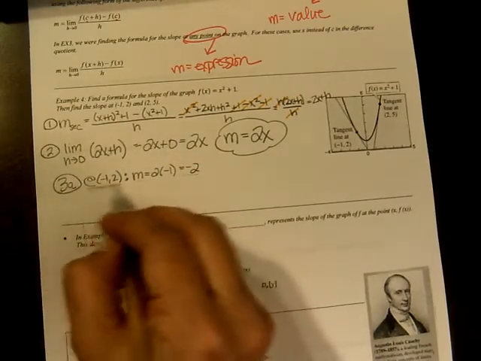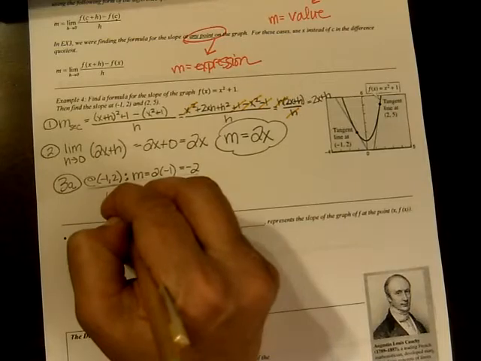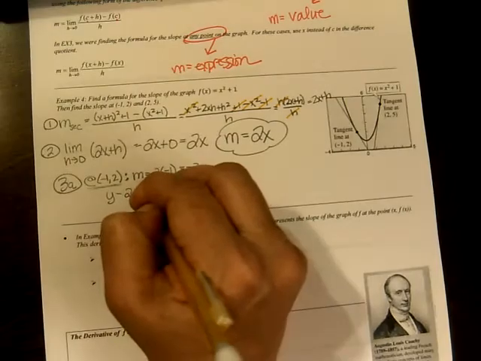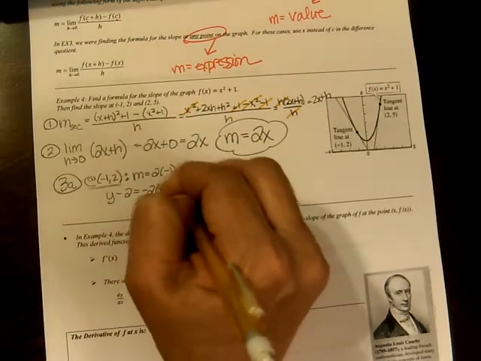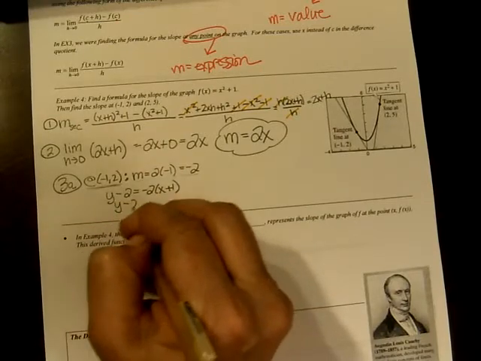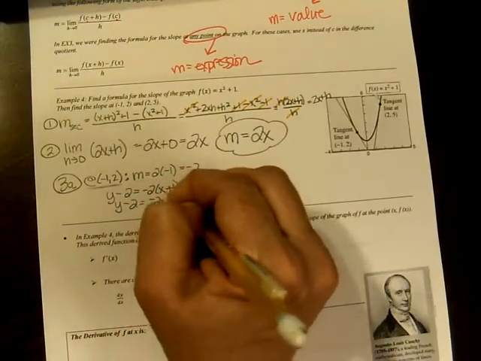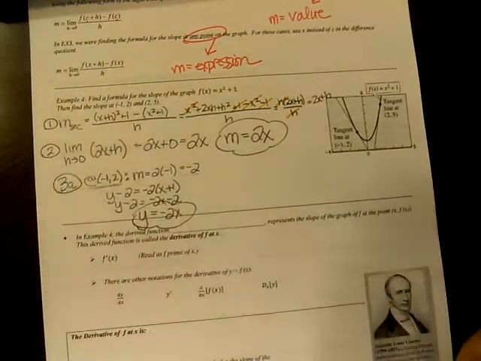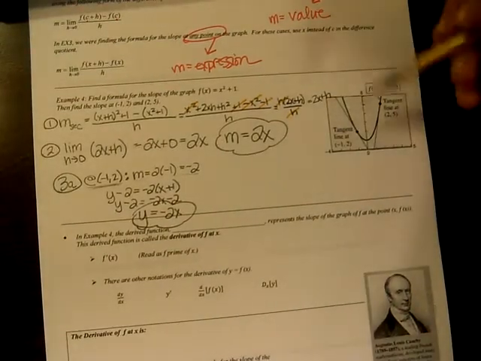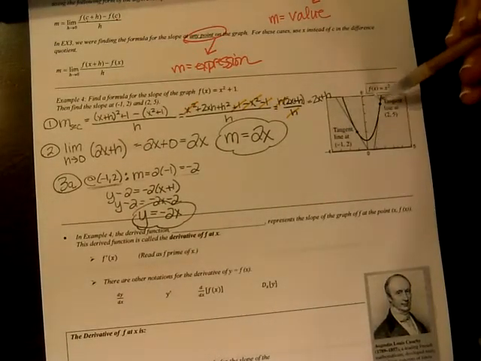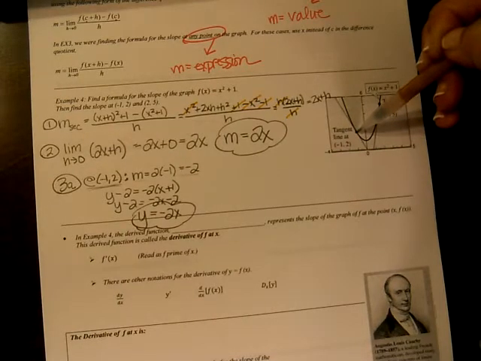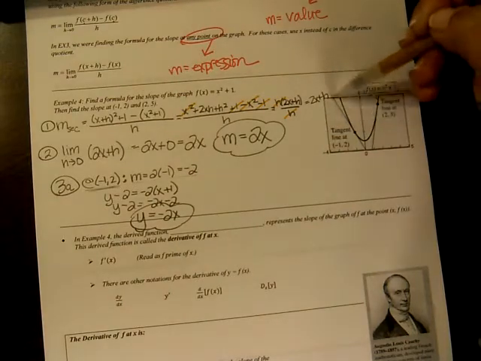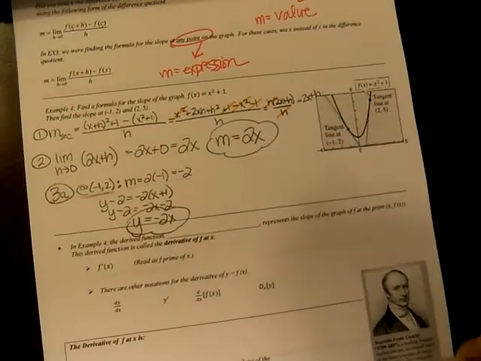And remember, this is the point it's going through. So then we're going to use point slope form using this slope and this point. So I have y minus 2 equals -2 times x minus -1. And then I can distribute, and I find that the equation is going to be y equals -2x. And you can see from this graph, here's the graph of the original equation, and then there's the point -1, 2, and then here's that tangent line. Notice that that's the graph y equals -2x. So that's the equation of that tangent line.